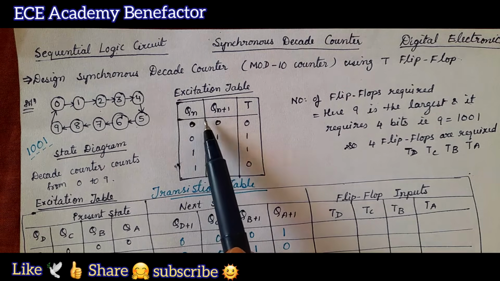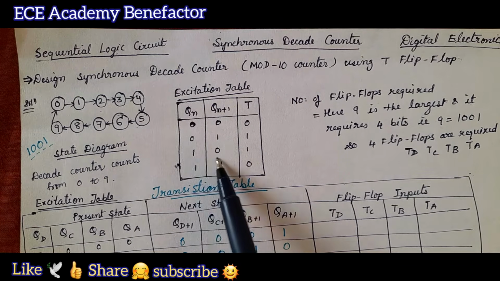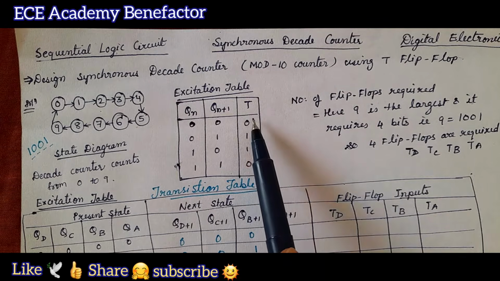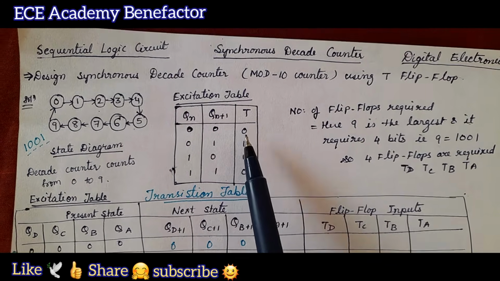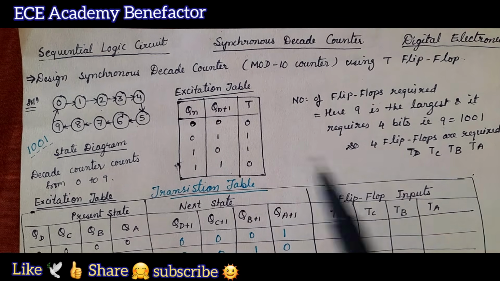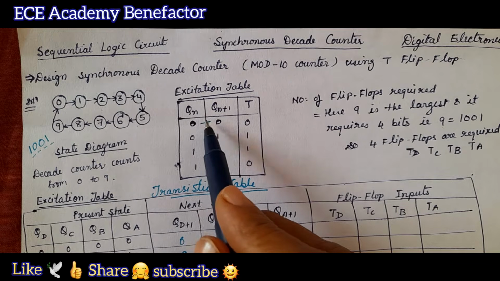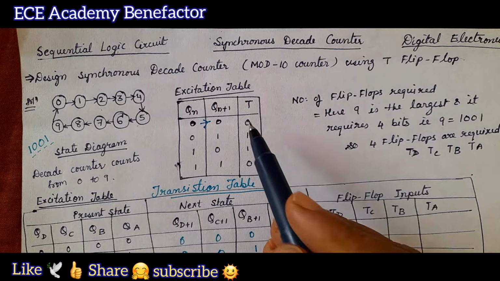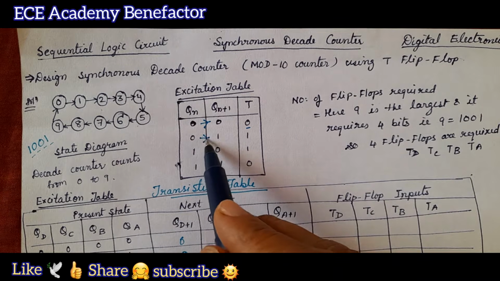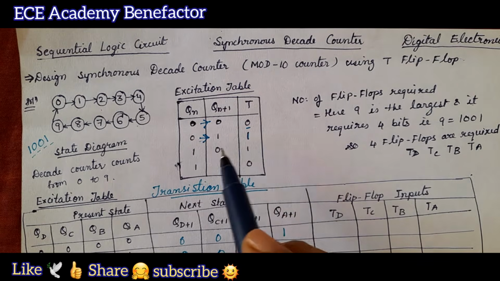So, for two inputs Qn, Qn plus 1, present state, next state, how many possible combinations? 4. That is written as 0 0, 0 1, 1 0, 1 1. So, how to fill this T column? It is very easy to remember. Whenever there is a transition, that is, if you look here from 0 to 0, there is no transition. So, the T is 0. From 0 to 1, there is change, there is a toggle. So, we put T as 1.